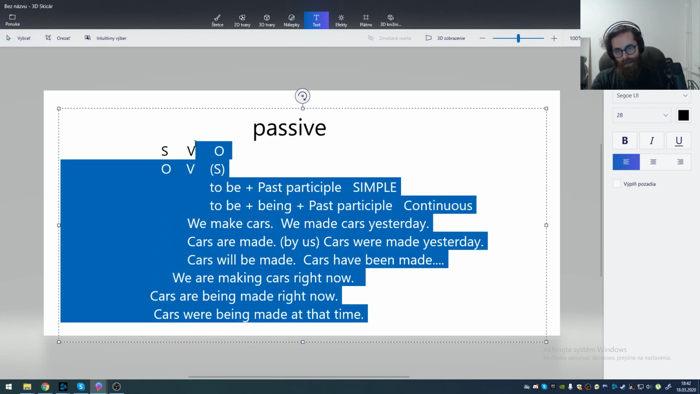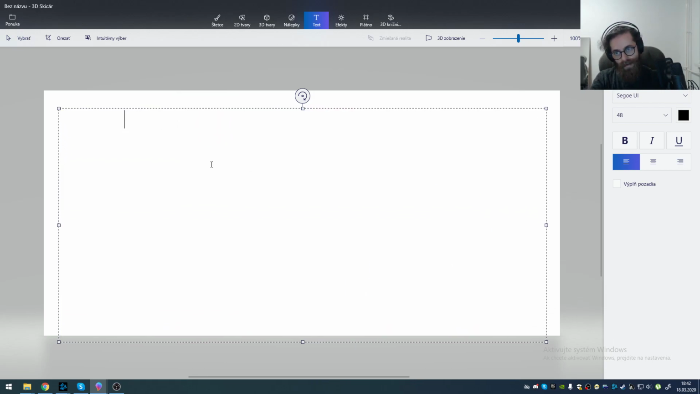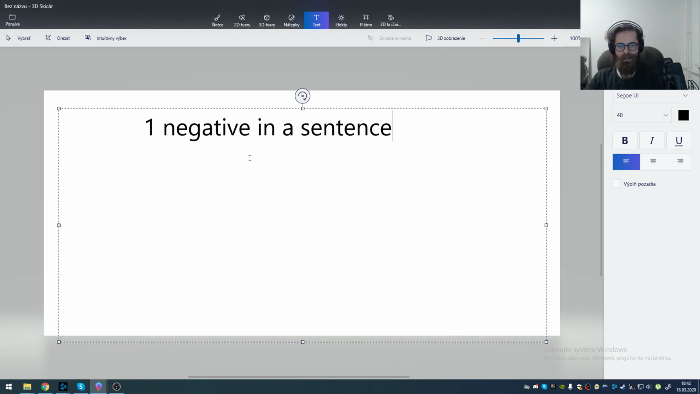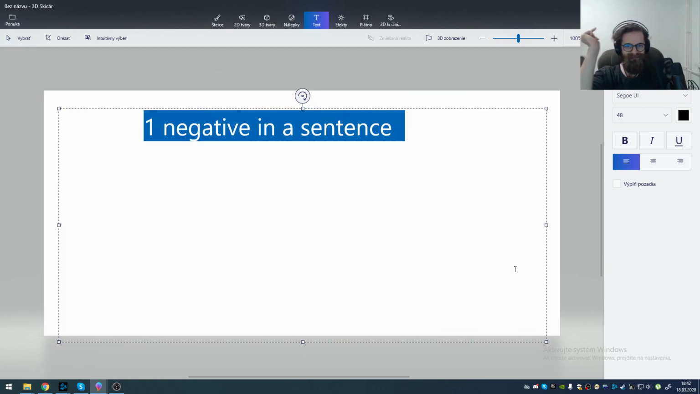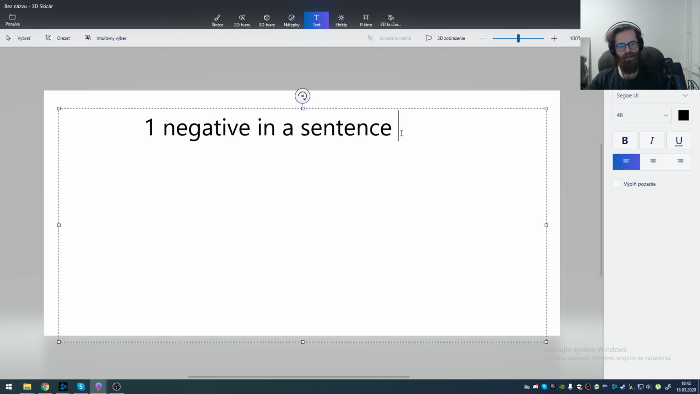And the last thing for today is the rule of one negative in a sentence. This is pretty much all you need to know. There you have it. There is nothing else. One negative in a sentence. What more do you want?